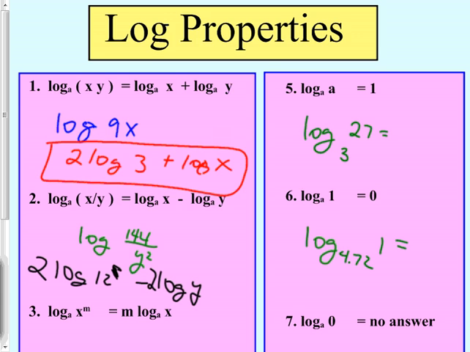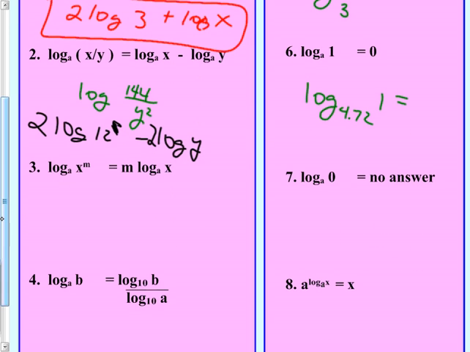Can't you factor the 12 and make that 12 into a 4 times 3 and then expand it again? Yes, you can. And then this is 2 log 4 plus 2 log 3. And then the 4 can turn into a 2 squared. And then the 2 can go out in front of that piece. Do you get what I'm saying?